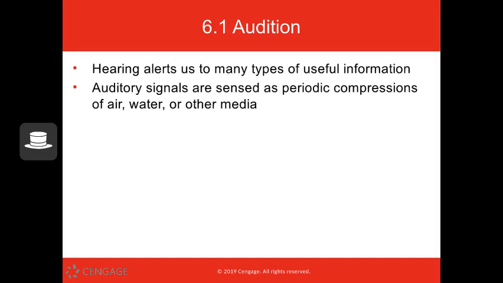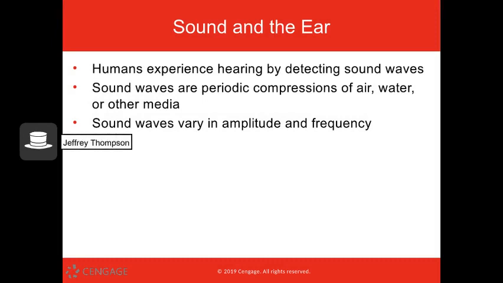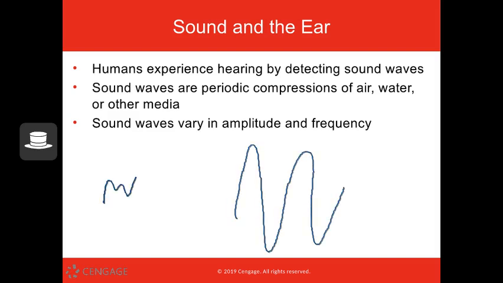Auditory signals are sensed as periodic compressions of air, water, or other media, also known sometimes as vibrations. That little wavelength, that you may have seen before. So we experience hearing, we experience audition, by detecting sound waves. As mentioned, those are periodic compressions of air and water or other media, and they vary in amplitude, so how big these waves are, and frequency, how many we see within a period of time.